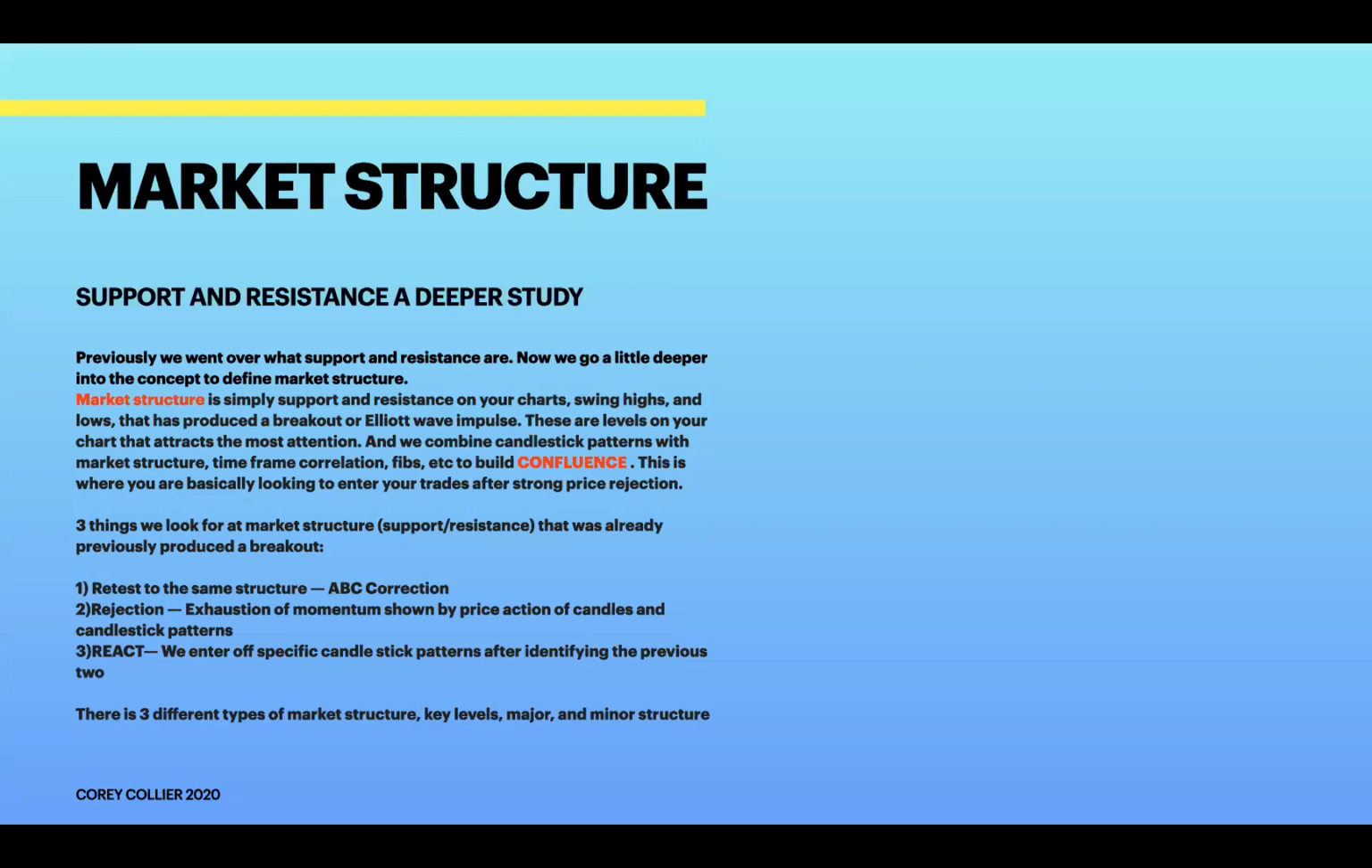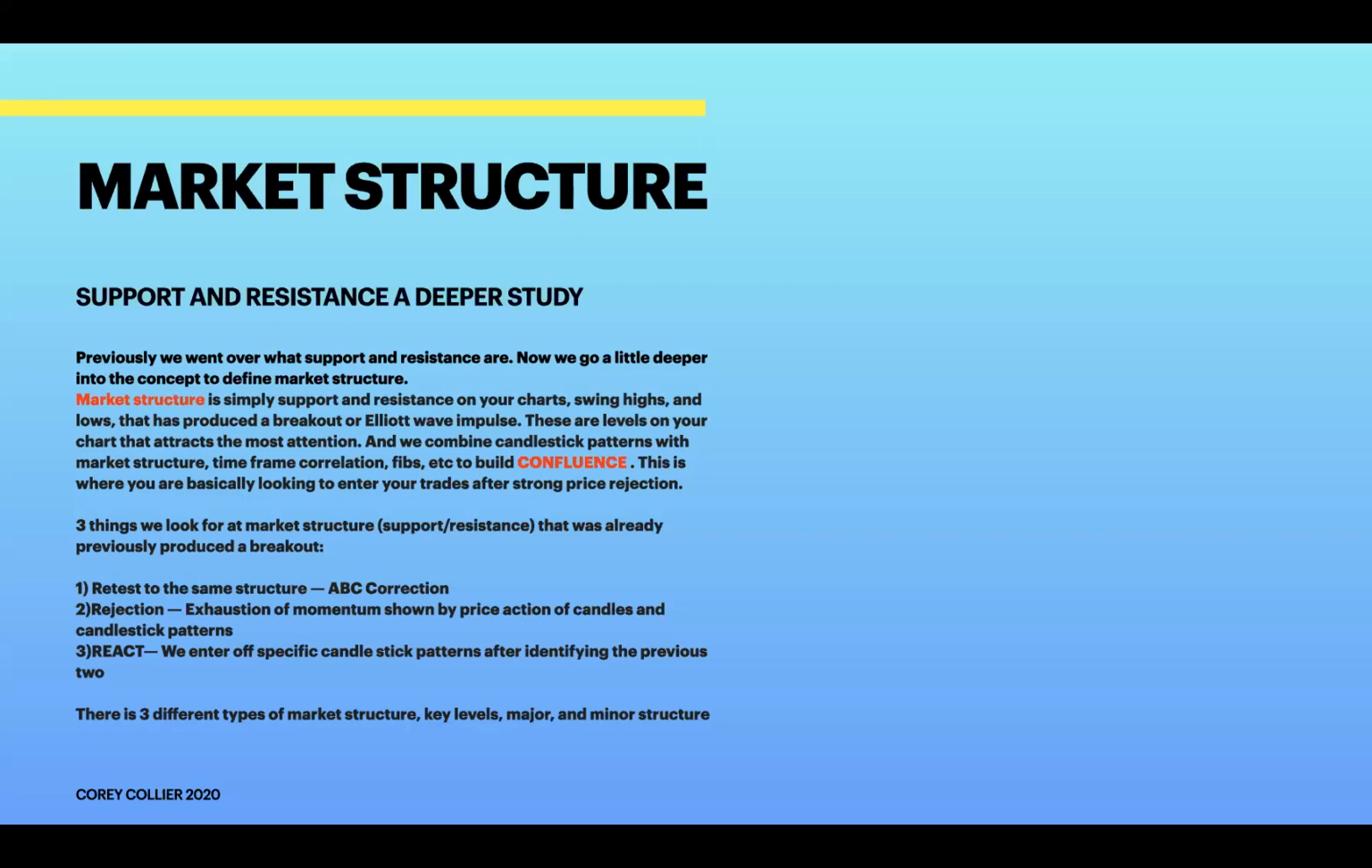Okay, now, three things we look for at market structure, or support and resistance, right? That has already previously produced a breakout. So what that sentence means is we're now at the retest of a previous breakout. Okay, so this would be, quote unquote, the second top of the M, right? Or the second bottom of a W. Picture it kind of like that right now. Okay, so what we're looking at is the retest of the same structure, which is some type of ABC correction.